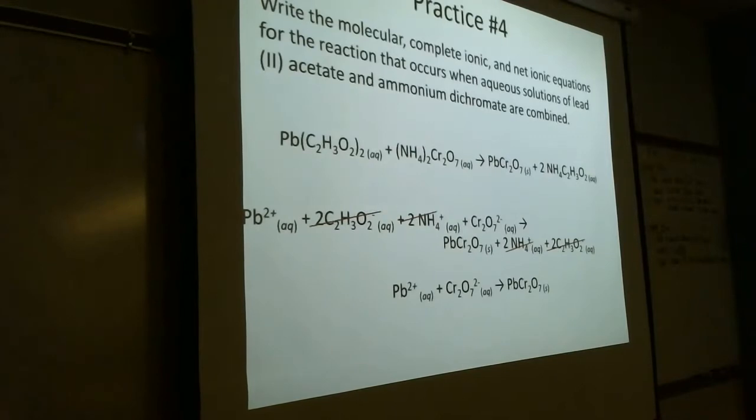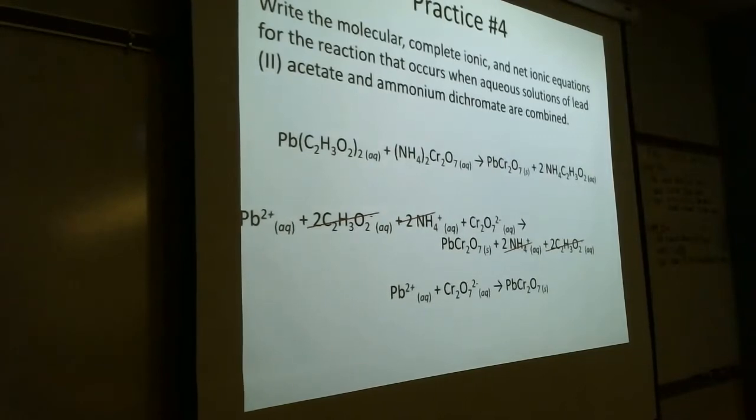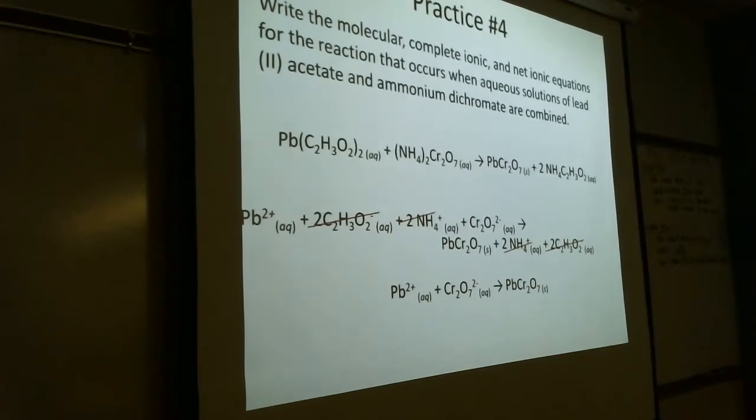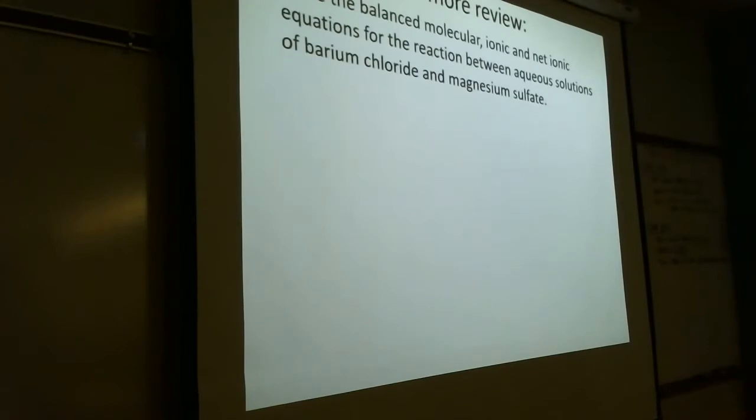So our net ionic equation is lead(II) plus dichromate, producing lead(II) dichromate precipitate. Coefficients all worked out for my 2 spectators, right? Coefficient of 2 for both the ammonium and the acetate. We've got 1 more to do, and then I'm going to show you selective precipitation, just to make sure we're experts at this. Last one.